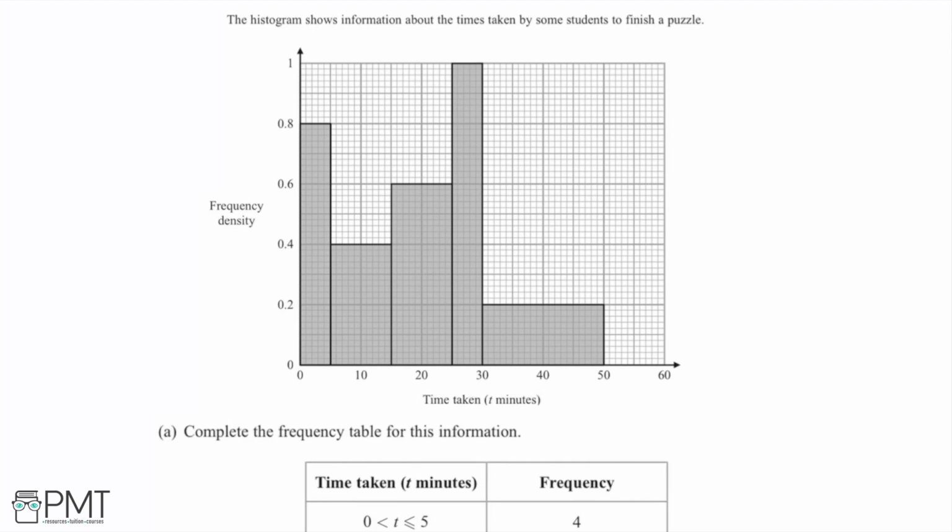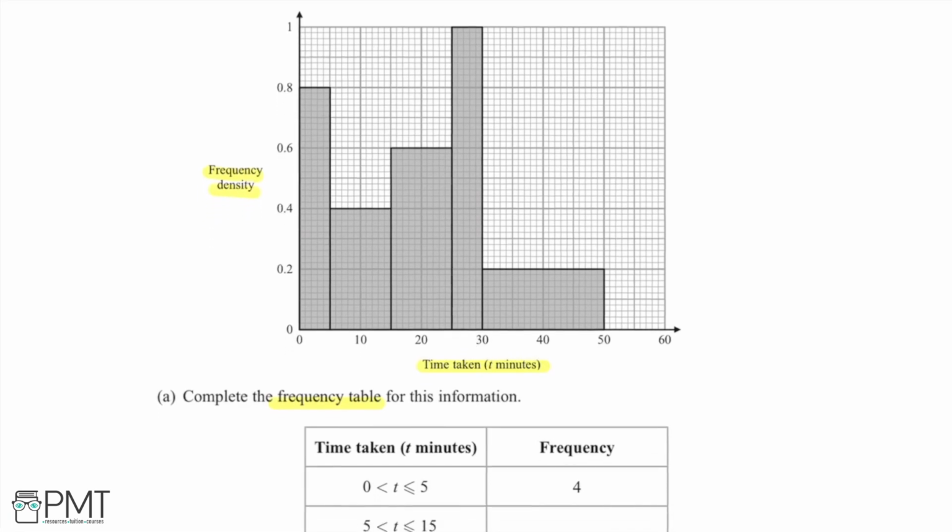So in this question here, we have a histogram which shows information about the times taken by some students to finish a puzzle. On the y-axis, as we'd expect, we have the frequency density, and on the x-axis, we're using a measure of time taken in minutes here. We're asked to use this to complete the frequency table for this information.